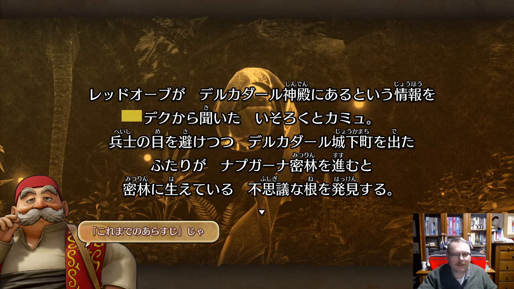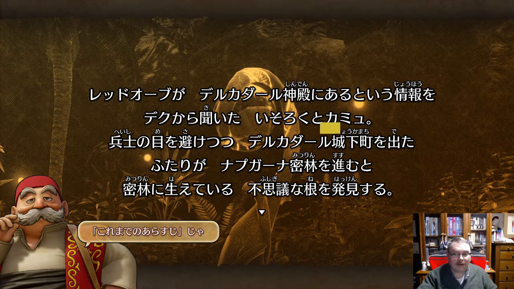Okay, so Isoroku and Kamyu heard from Dek information that states, to yu, that states the red orb, and this is where it goes back to the English phrasing. So the back half of the sentence is going to be backwards from English, and the first half of the sentence is going to be the same order as English, more or less. This is why it's difficult.